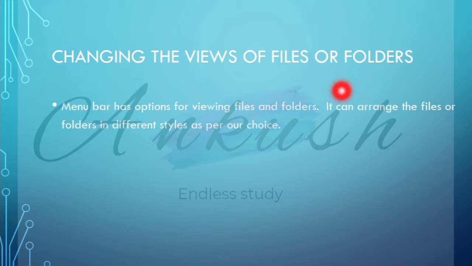Changing the views of files or folders means you can change the image. Suppose you play any music or audio, the same image comes while the song is being played. So you can change it also, like folders which are of yellowish color. You can change the image from the control panel. The menu bar has options for viewing files and folders. It can arrange the files or folders in different styles as per our choice.